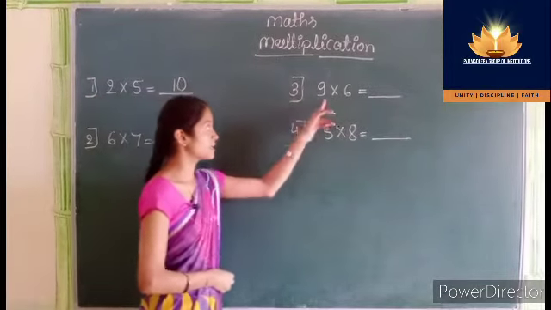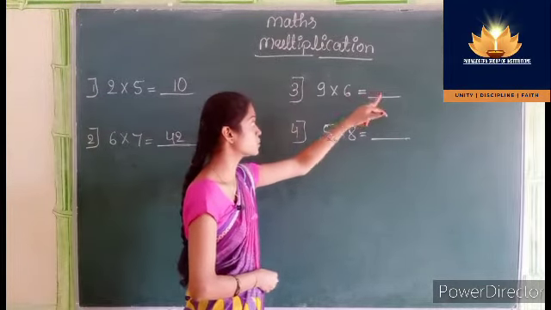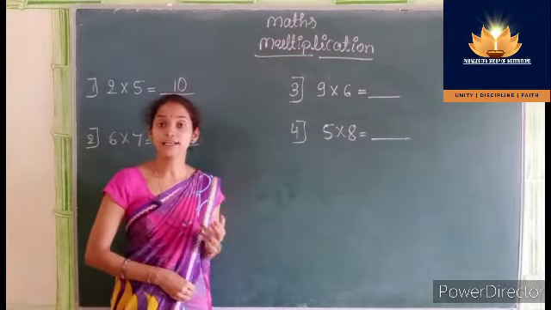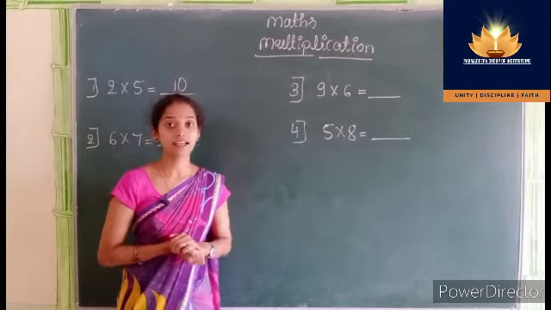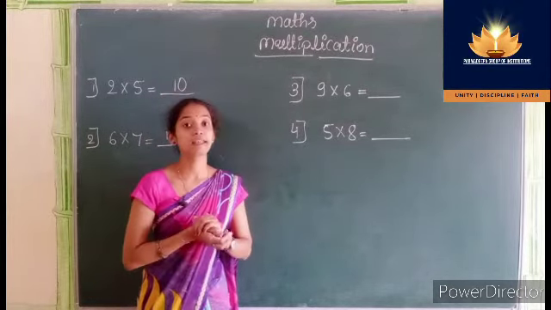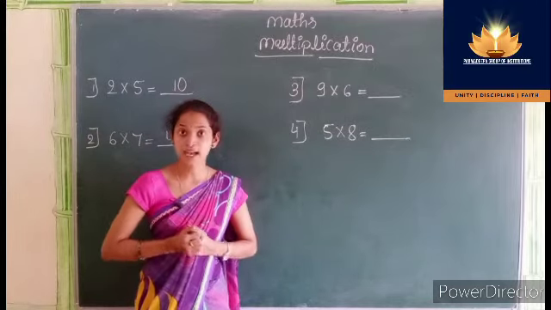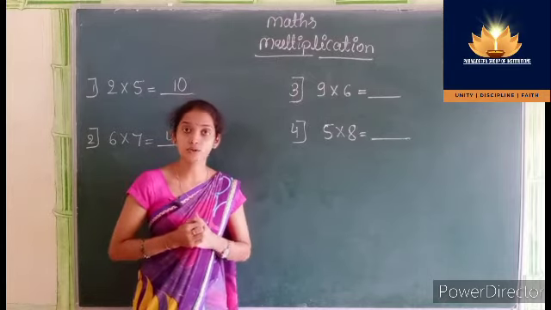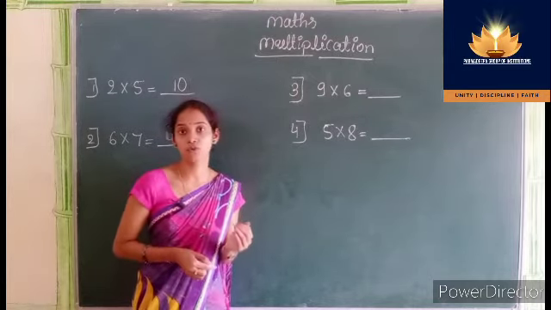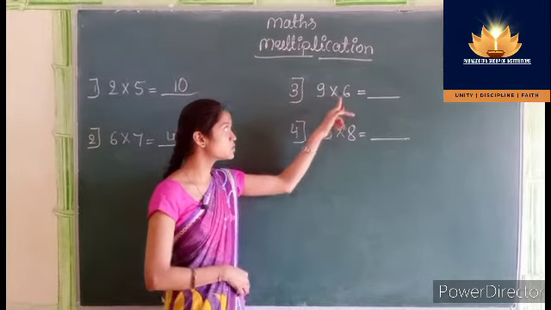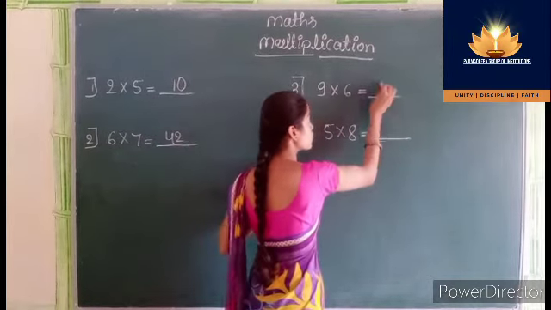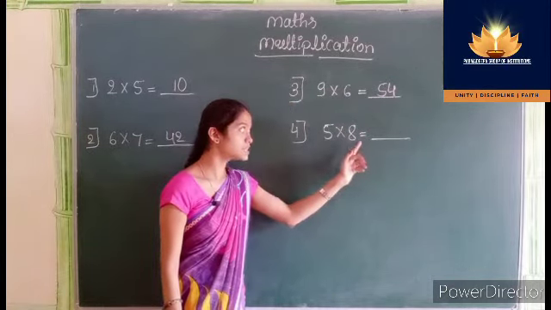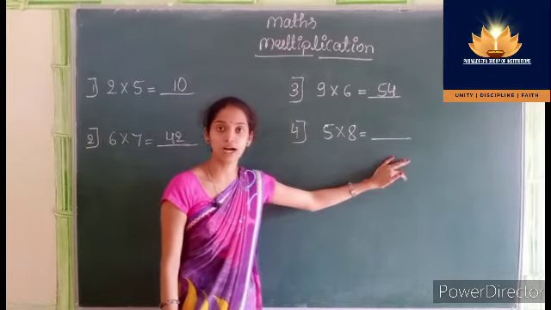Then 9 into 6 is equal to how much? 9 ones are 9, 9 twos are 18, 9 threes are 27, 9 fours are 36, 9 fives are 45, 9 sixes are 54. So 9 into 6, that is equal to 54.